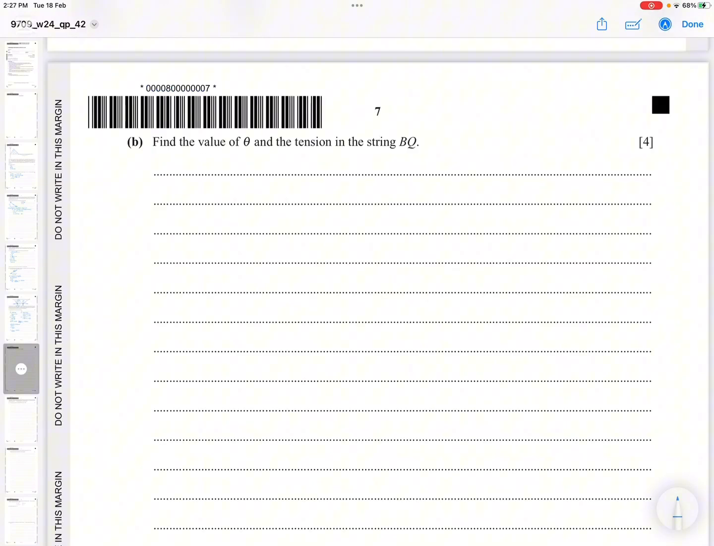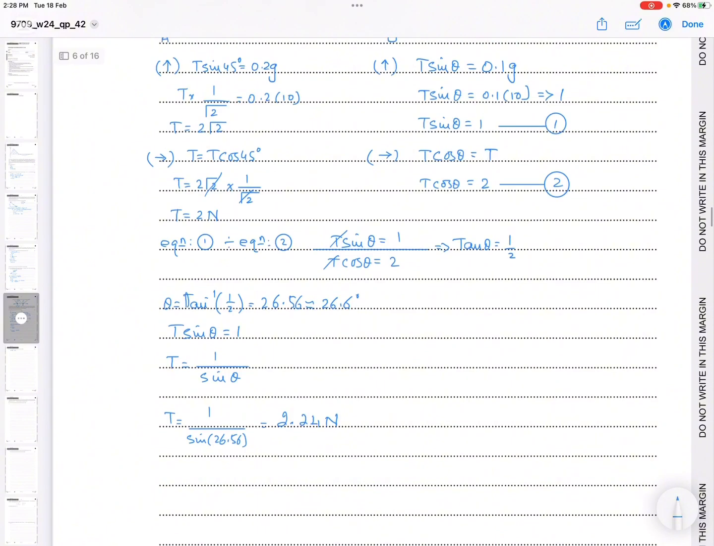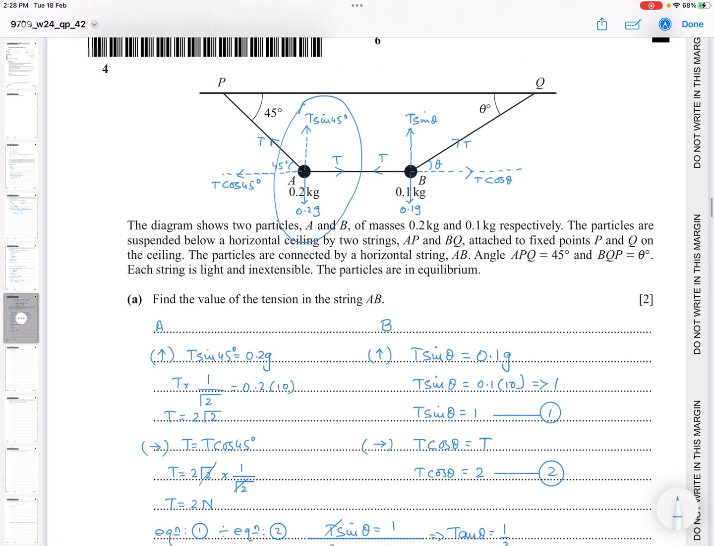In this part B, find the value of theta and the tension in the string BQ. So actually the value of theta we already found out in the previous part as theta is equal to 26.6 degrees. So we can use this answer for part B also. But to find the tension in BQ, let me show you the diagram.